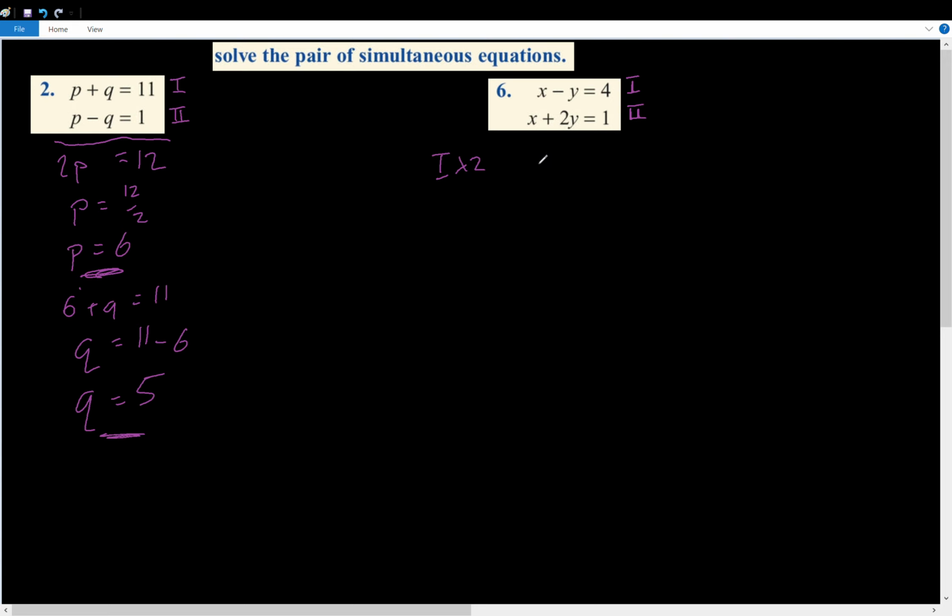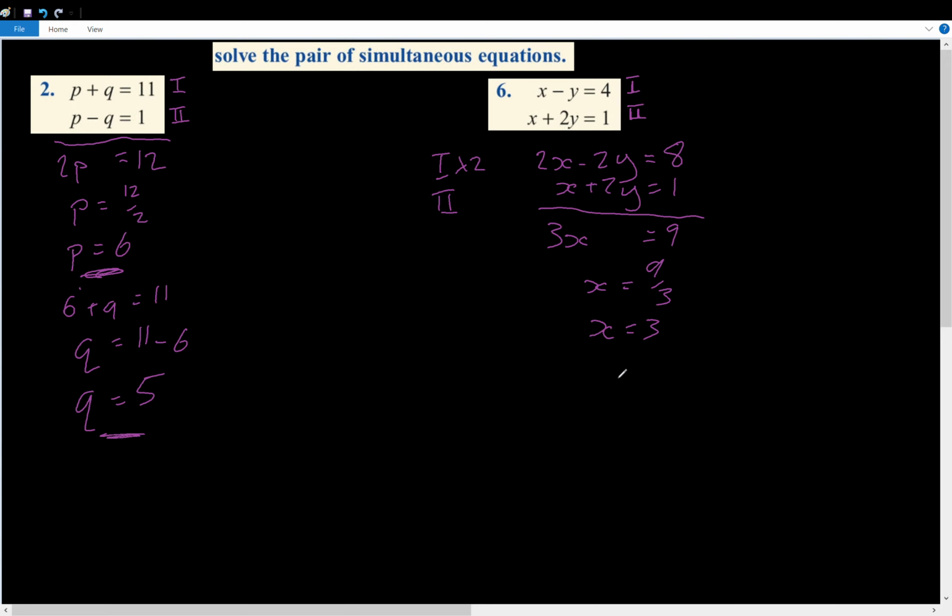When we do that, we're going to get 2x minus 2y is equal to 8. And when we write equation 2 directly underneath that, lining everything up, we're going to have x plus 2y equals 1. You can see now that we've got the same number but different signs in front of both of the y's. So we're going to sum this all down. So 2x plus x is 3x. Minus 2y plus 2y is 0. And 8 plus 1 is equal to 9. So 3x equal to 9, which means x equal to 9 over 3. So x is equal to 3.